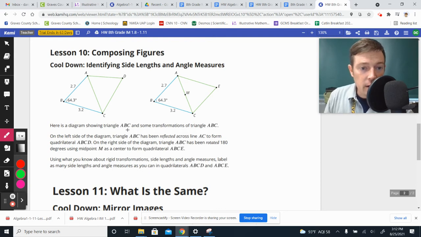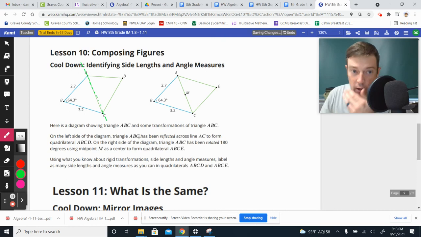We've got this diagram with triangle ABC. It's the one that's blue, ABC, and some transformations of it. On the left side over here, triangle ABC is reflected across this line right here. I'll sketch it with the green. Okay, you're flipping it over that line to form quadrilateral ABCD. So it's going to make this shape that you see on the left.